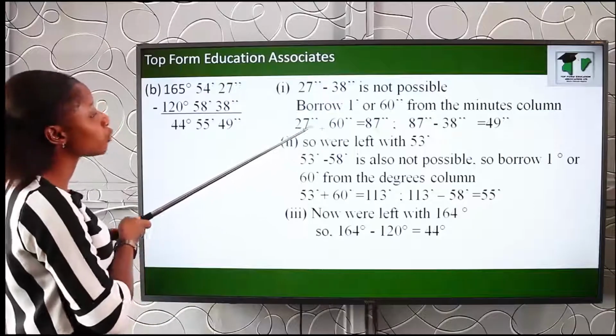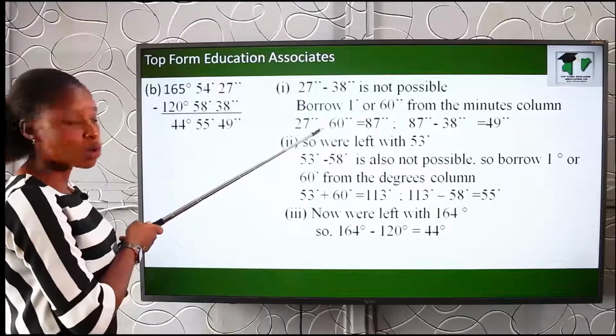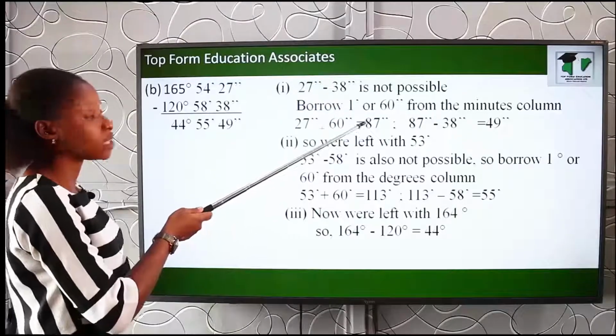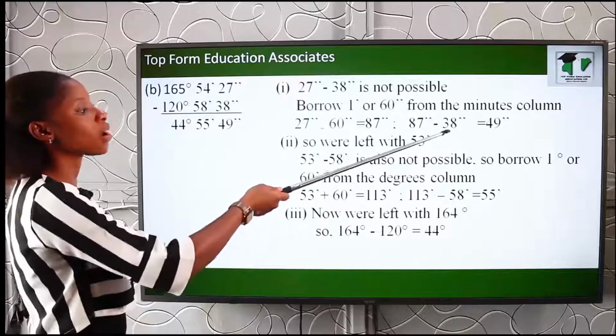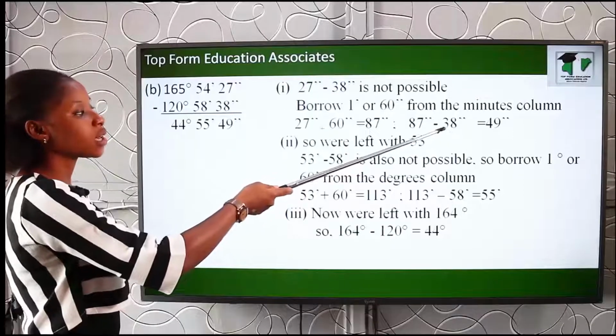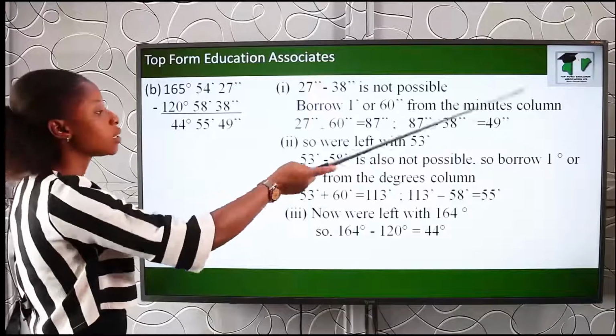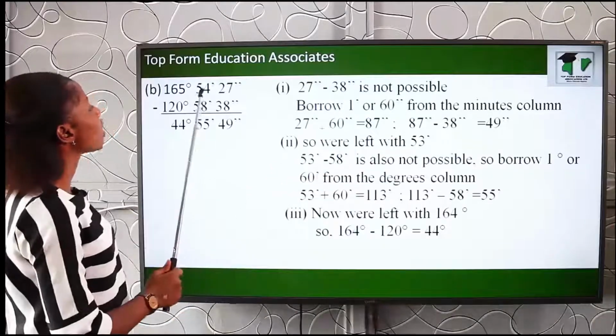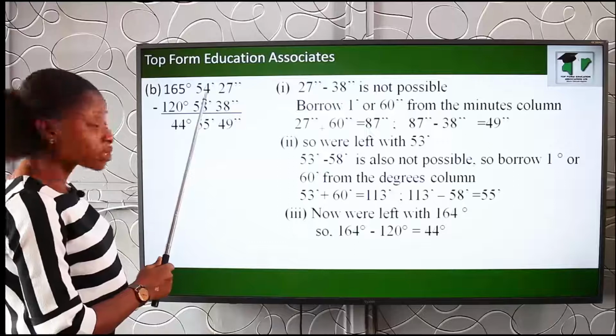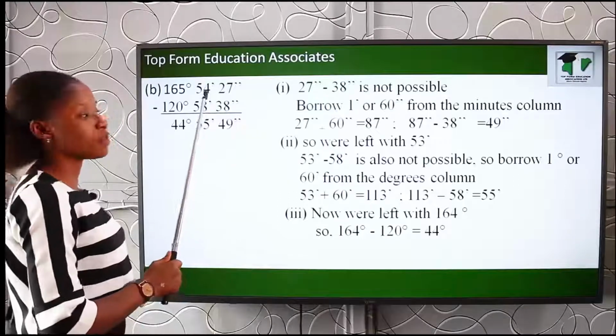27 seconds plus 60 seconds gave us 87 seconds. Now we can subtract our 38 from it. 38 subtracted from 87 will give us 49 seconds. Now remember that we've subtracted 1 minute or 60 seconds from this. We're going to have 53 minutes left.